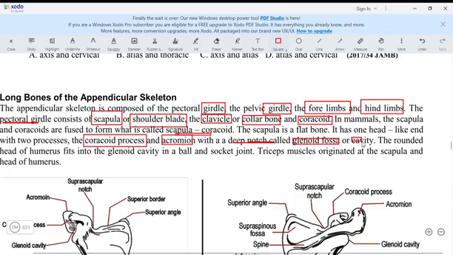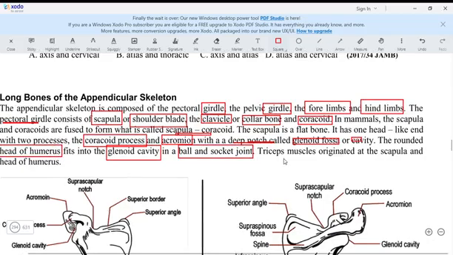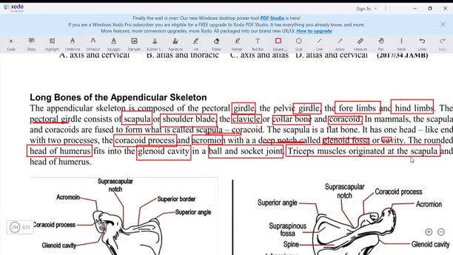Then it also has the rounded head. Or let me say, the rounded head of the humerus will come to that glenoid cavity. That means that depression or deep notch. So the deep notch, which is the glenoid cavity, that's where the head of the humerus will fit into, and then this will make up the ball and socket joint. There is a muscle we call the triceps muscle. It also originates at the scapula and the head of the humerus.